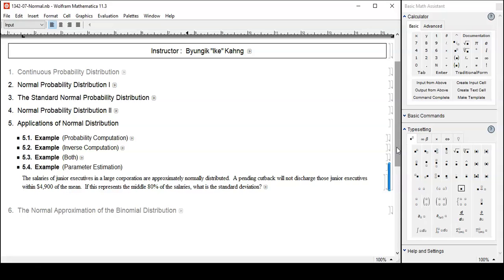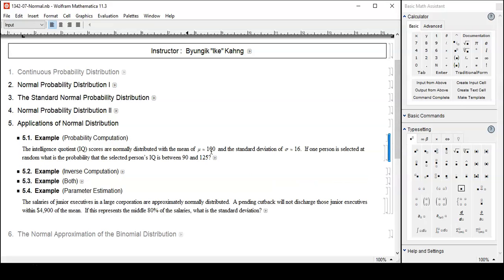The salaries of junior executives in large corporations are approximately normally distributed. A pending cutback will not discharge those junior executives within 4,900 of the mean. If this represents the middle 80% of the salaries, what is the standard deviation? This problem is very different.